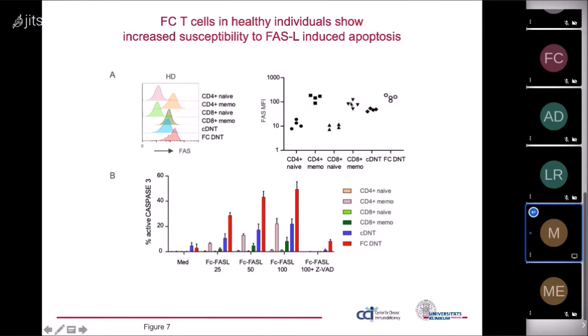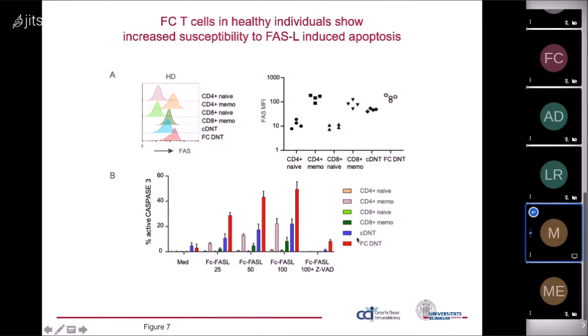So what we did, however, is we checked for FAS ligand-induced apoptosis, and we found that FcDNT are much more sensitive to FAS ligand-induced apoptosis, and this you can see here. So we measured after in vitro stimulation, so incubation with increasing concentration of Fc FAS ligand. We checked for percentage of active caspase 3 as an indicator for FAS-induced apoptosis, and you can see that the FcDNT, always in red, are much more sensitive than the other analyzed T cell subsets.